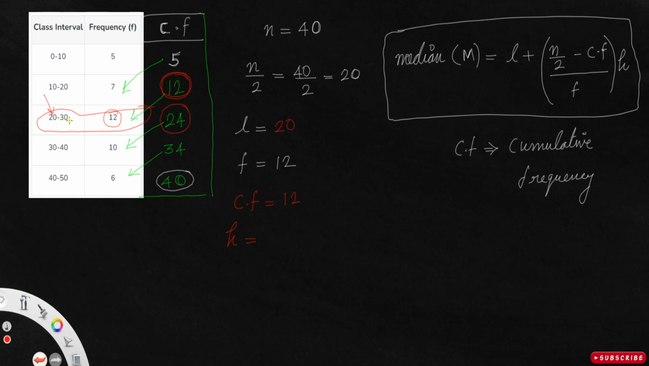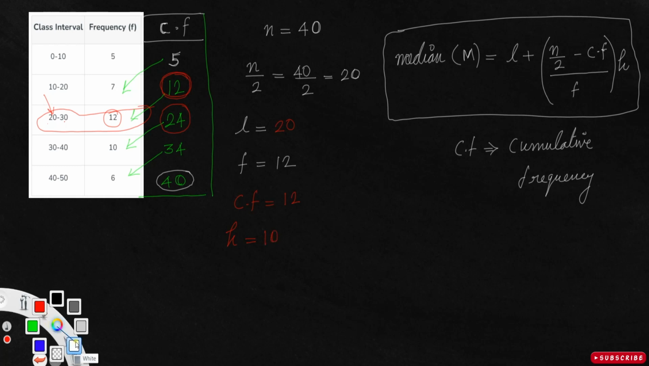Now H, like we discussed in finding the mode, you can take any interval. Let me take the median class itself. So the higher limit, that is 30 minus 20, which is equal to 10. So H is equal to 10.